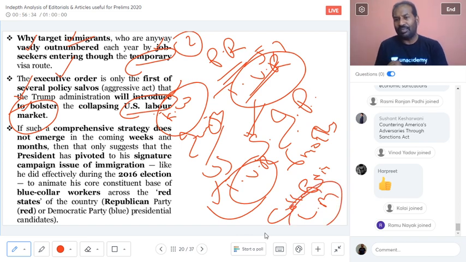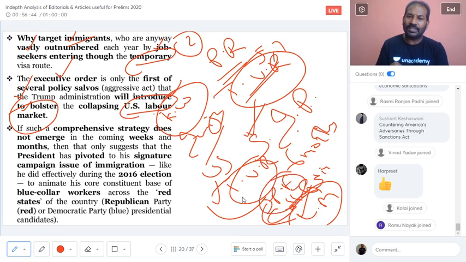This is very important. When we are talking about the labor market, definitely this will impact the US presidential elections. And to bolster the collapsing labor market, he is focusing on the immigration policy. So what is very important from the prelims analytical point of view is this bolstering of the collapsing US labor market, and likewise from the mains point of view.